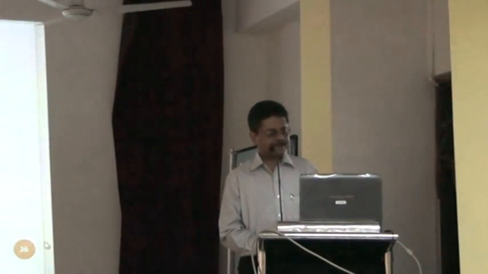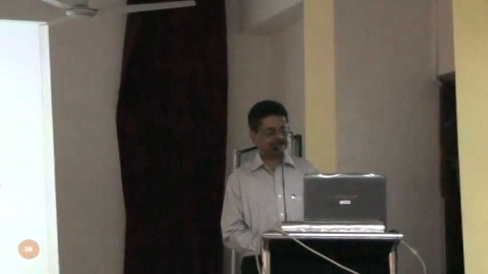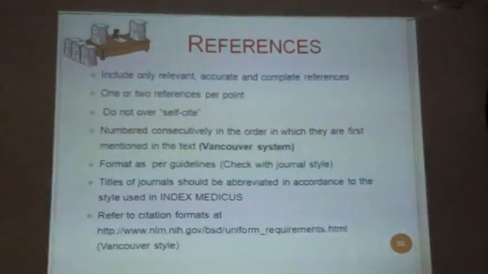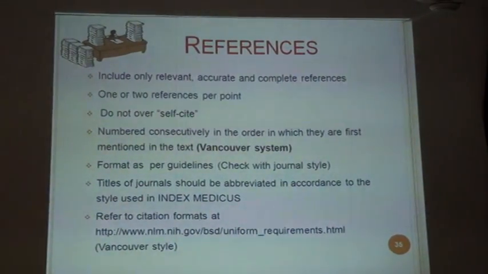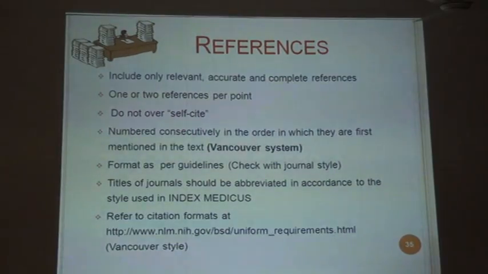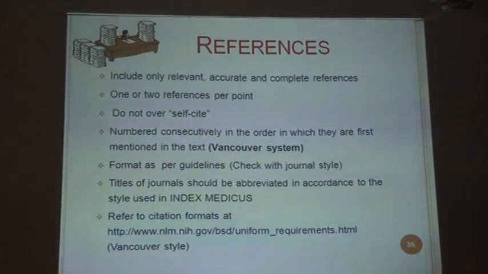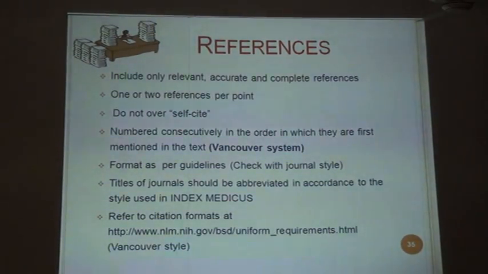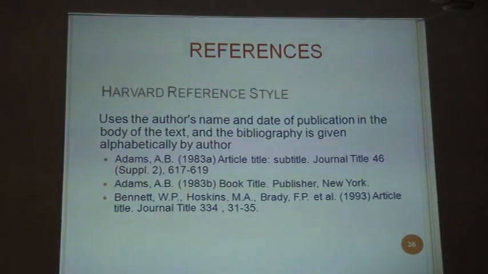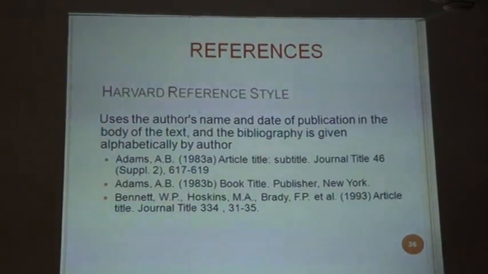Titles of journals should be abbreviated in accordance with the style used in Index Medicus, and refer to the citation format. For the Vancouver style, you can go to this particular site and you will have all the details there. There are two basic styles which we follow. One is the Harvard reference style and another is the Vancouver style. So a quick word about these two styles.